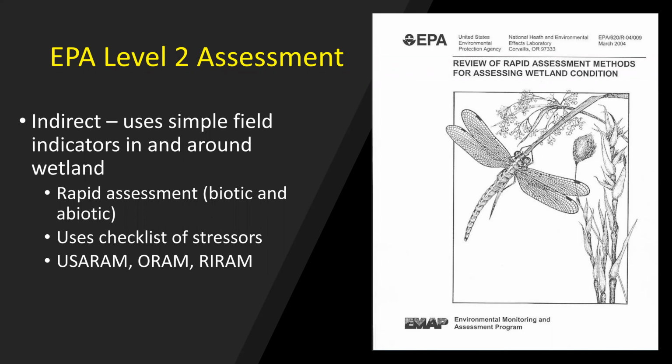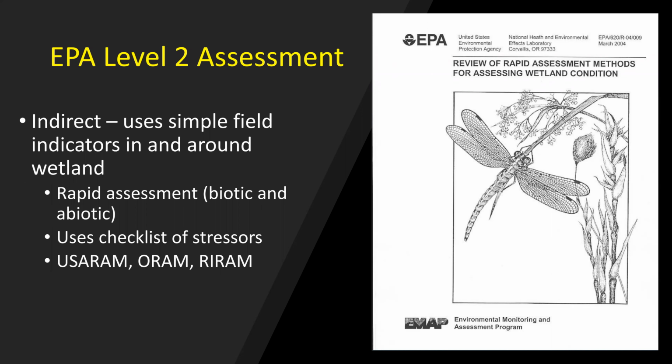Level 2 assessments are also indirect. This uses simple field indicators that are in and around the wetland. So you can use things such as percent invasive species, buffer width, bare ground, presence of litter and duff, things like that. Whether there's any sign of human activity such as fences or roads, any proxies of wetland stress. It's a rapid assessment method. It's a combination of biotic and abiotic factors, and it uses a series of these stressors. So you don't have to actually go into the wetland.